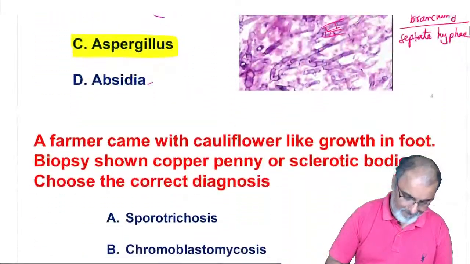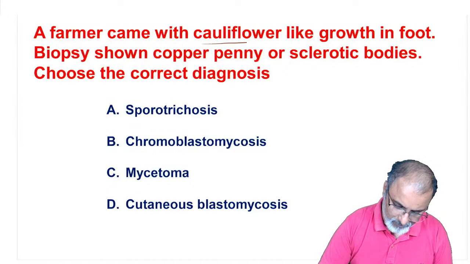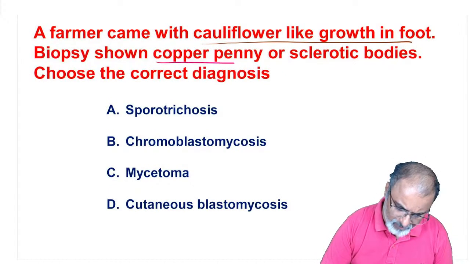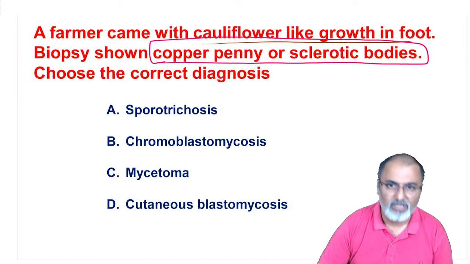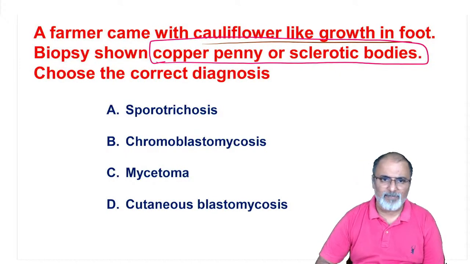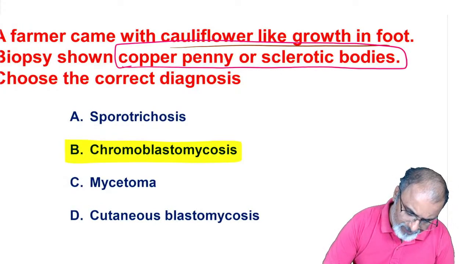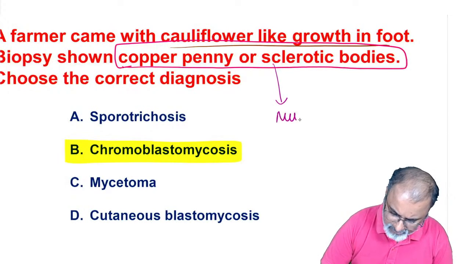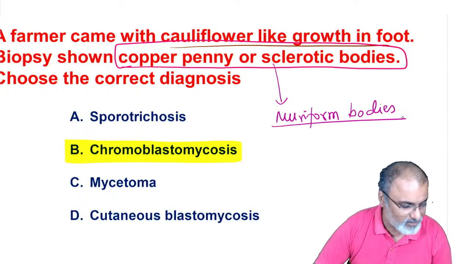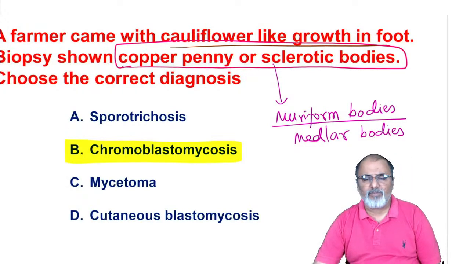Next is a farmer who came with cauliflower-like growth in the foot. Biopsy shows copper penny bodies or sclerotic bodies. That's a clue. Copper penny bodies and sclerotic bodies are seen in which disease? It is pathognomonic, diagnostic of chromoblastomycosis. The copper penny bodies are otherwise called muriform bodies, and the other name is medlar bodies.